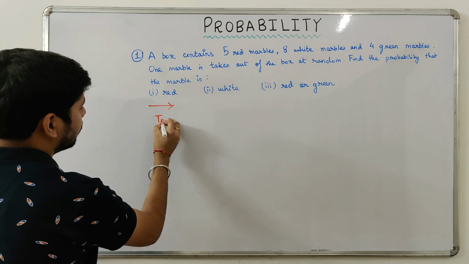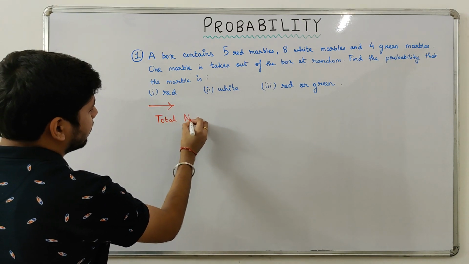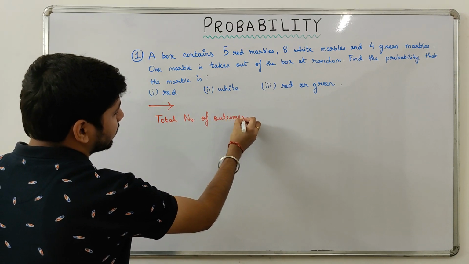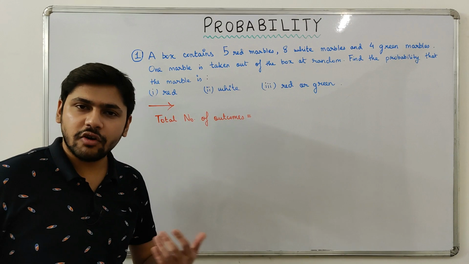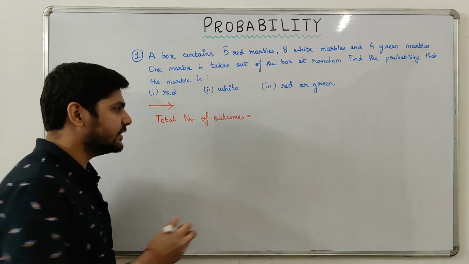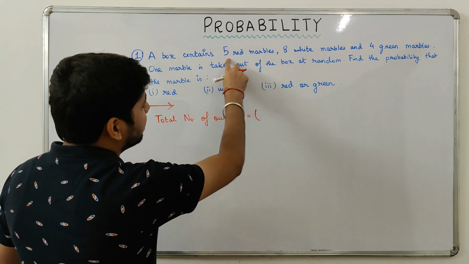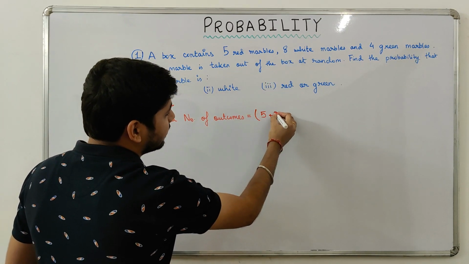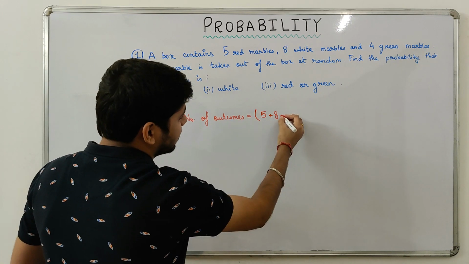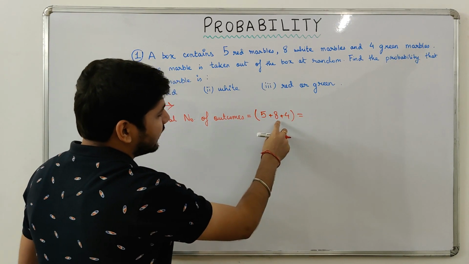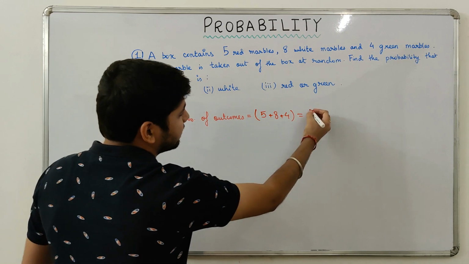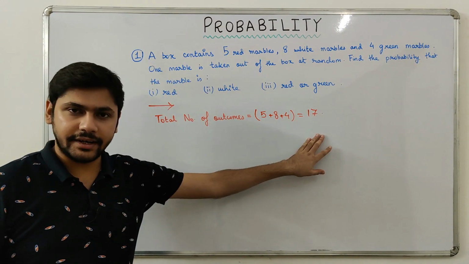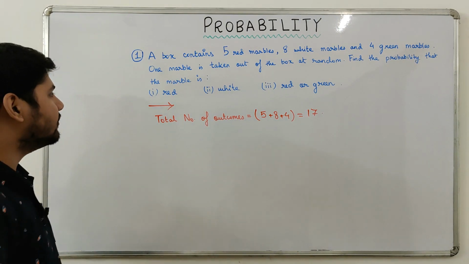So let's do that. Total number of outcomes is equal to the total number of marbles which are present in the box, which is equal to 5 red marbles, so 5, 8 white marbles, so plus 8, and 4 green marbles, so plus 4. We get 8 plus 4, 12; 12 plus 5, 17. So the total number of outcomes is equal to 17. Now let's find the first one.